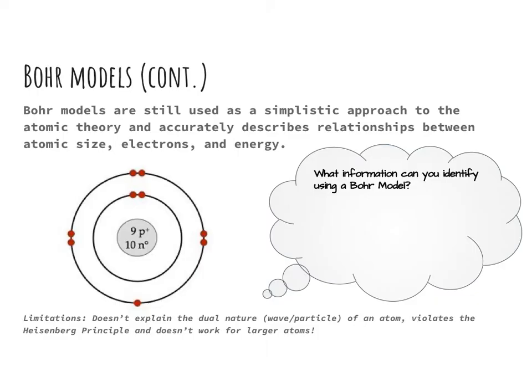and models and theories can change. So the limitations with the Bohr model: it doesn't explain that dual nature of an electron. Remember that electrons can be waves and they can also act as particles. It also violates the Heisenberg principle, and it does not work for larger atoms. So for this class, we're going to really do Bohr models only for about the first 20 elements on the periodic table.